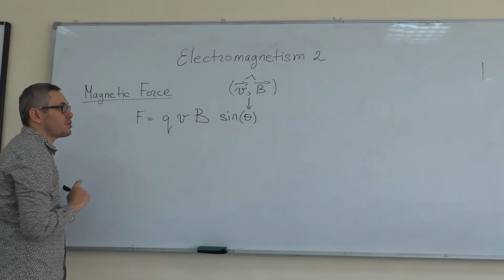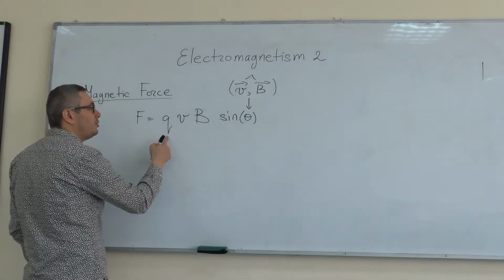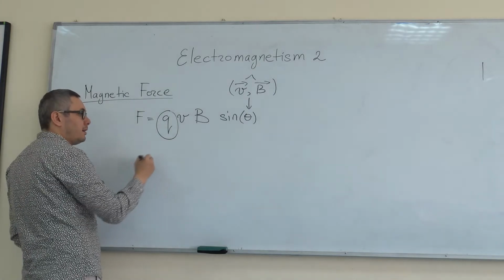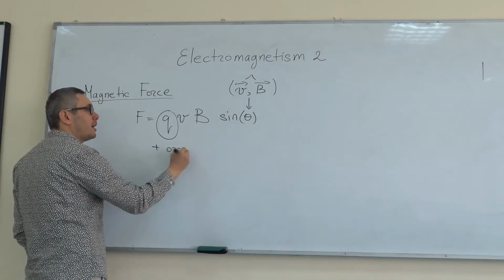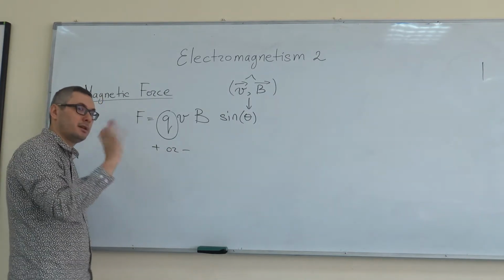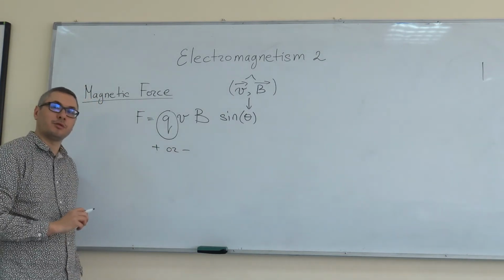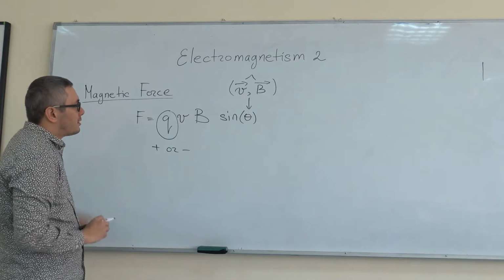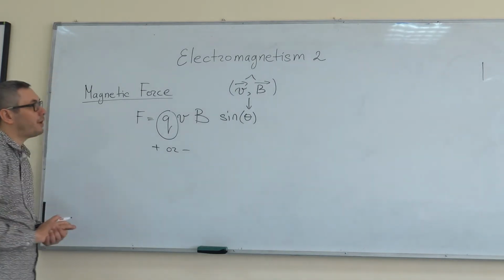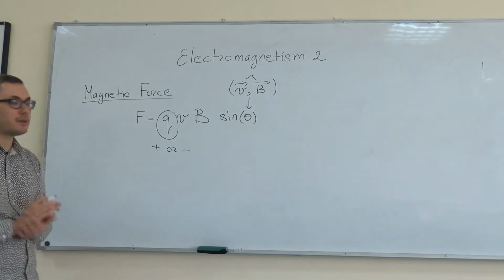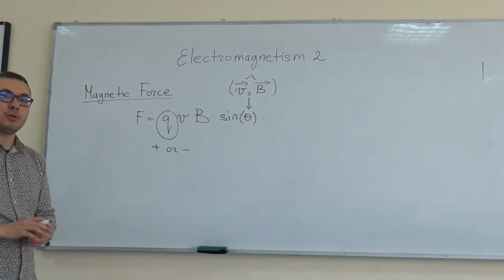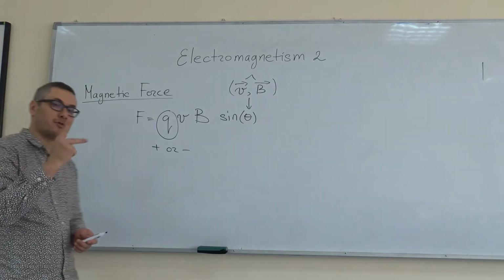Now in this expression, it is important to realize that Q, the charge of the particle, can be positive or negative. And if it's positive or negative, the sign of the force will change accordingly. So this is the magnitude of the force. Now how do we find the direction of that force in the magnetic field? Well, to find the direction, we're going to need to use our right hand rule.